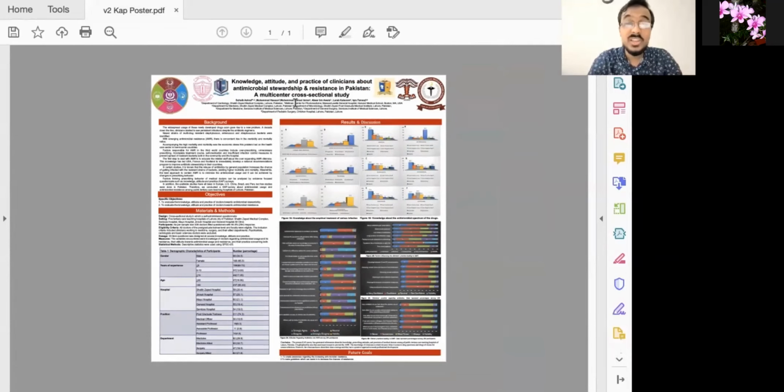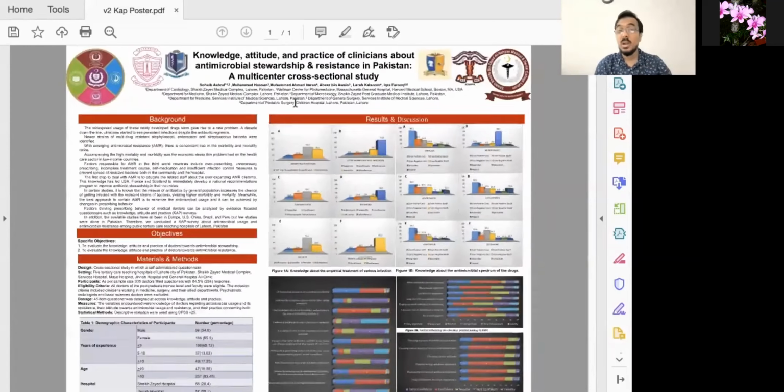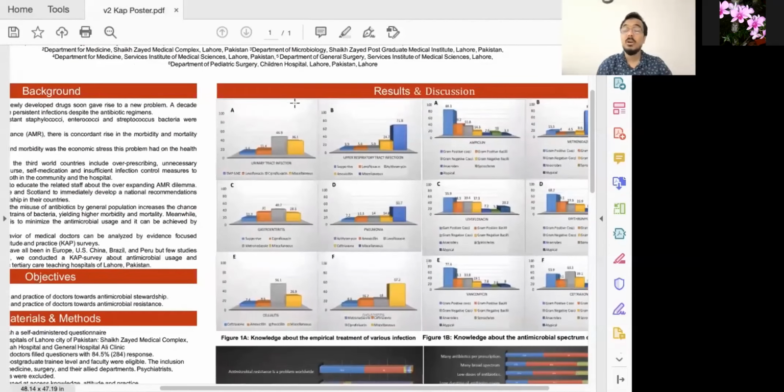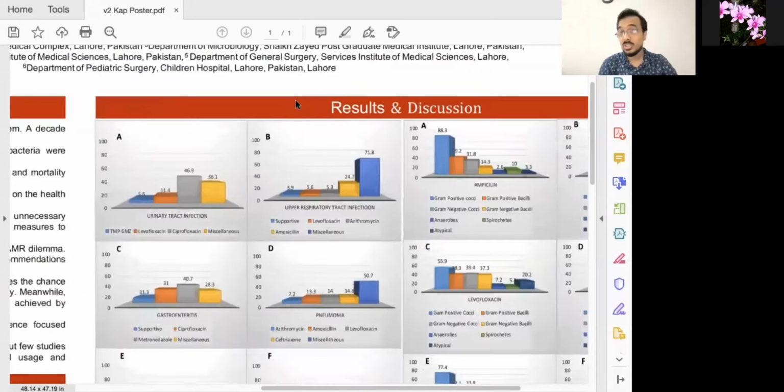However, about antimicrobial resistance, they do feel that it's a problem worldwide. They do feel confident about prescribing drugs, and they do consider that they need to increase their knowledge. However, for cold and flu symptoms, they do prescribe antimicrobials, and they do feel that overprescribing is better than underprescribing, and they do prescribe many broad spectrum antibiotics.